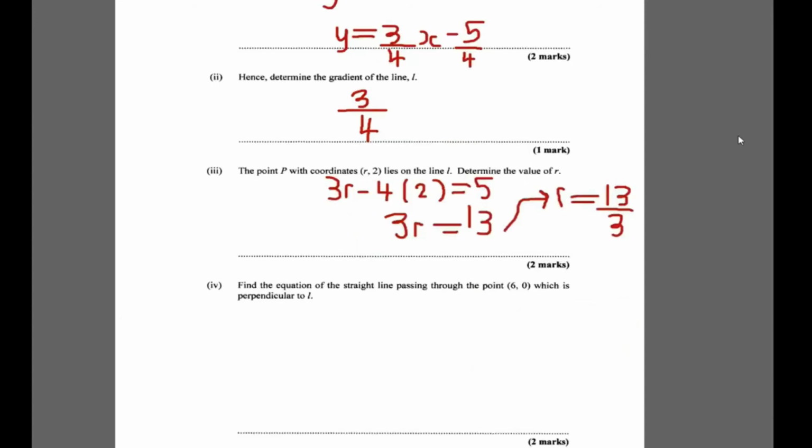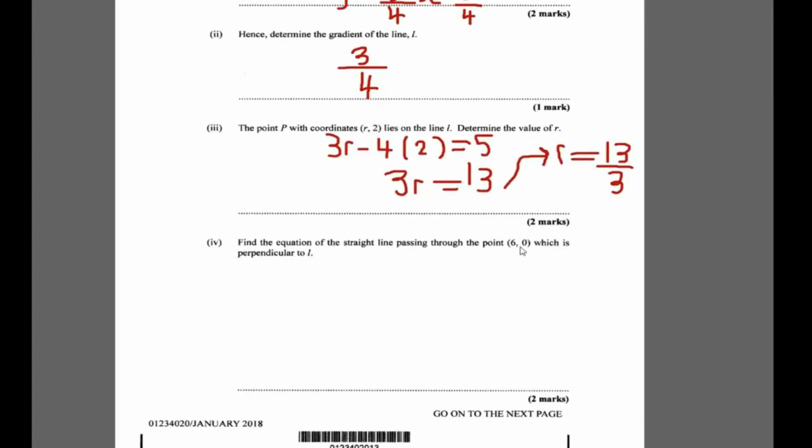Then it says find the equation of the line passing through 6, 0, which is perpendicular to L. Now, if the line is perpendicular to L, then the gradient of this line, I'm going to call this line B. So the gradient of this line B is, if the gradient of L is 3 over 4, then the gradient of B is minus 4 over 3. That's because the line is perpendicular to line L.